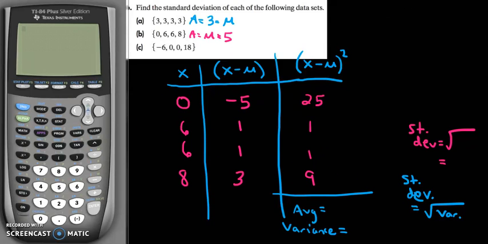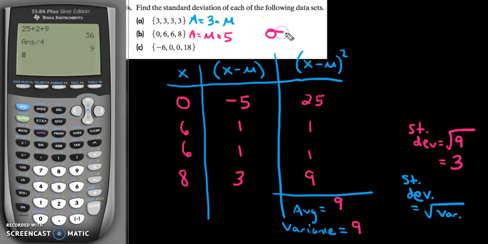Okay, so now I need the average for those numbers. So 25 plus 1 plus 1, I'll just put plus 2 to save time, plus 9, divided by, there's 4 numbers. So it looks like the average there is 9. So that means this has a variance of 9. And then since standard deviation is the square root of variance, my standard deviation is 3.